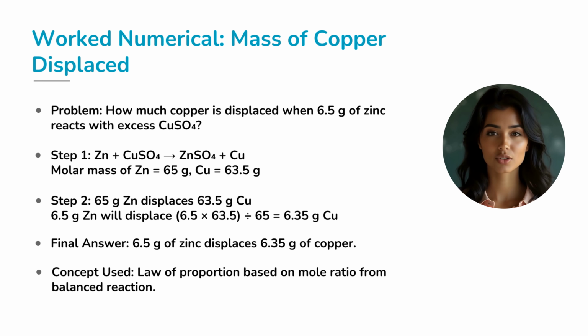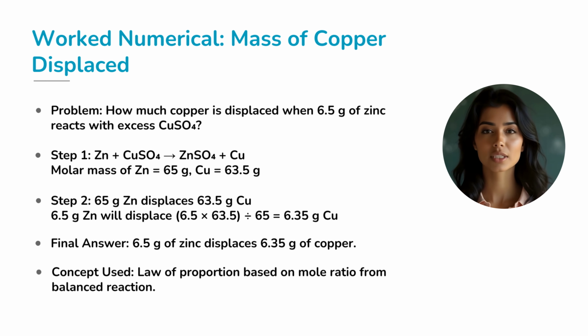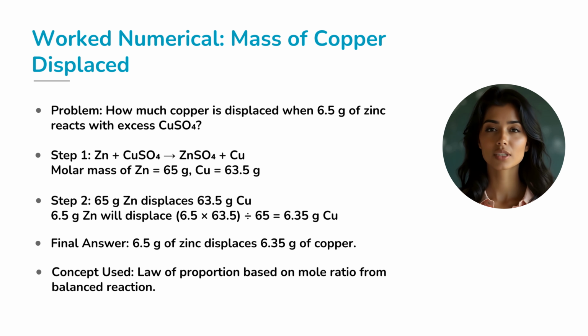Let's solve a quick numerical to see how stoichiometry works in a displacement reaction. Suppose 6.5 grams of zinc react with excess copper sulfate solution. How much copper will be displaced? First, write the balanced reaction. Zn plus CuSO4 gives ZnSO4 plus Cu.